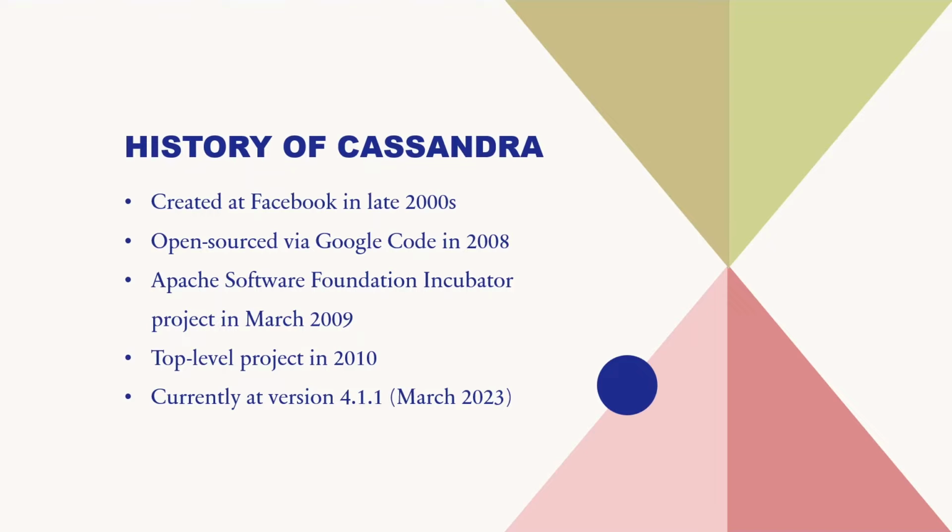A link to more about the Apache Software Foundation can be found in the description. In February 2010, it became a top-level project where it remains today. As of this recording, Cassandra is on version 4.1.1, released in March 2023. Let's get into what makes Cassandra special. It's open source, column-oriented, is a NoSQL database, and has some different methodology around data modeling.